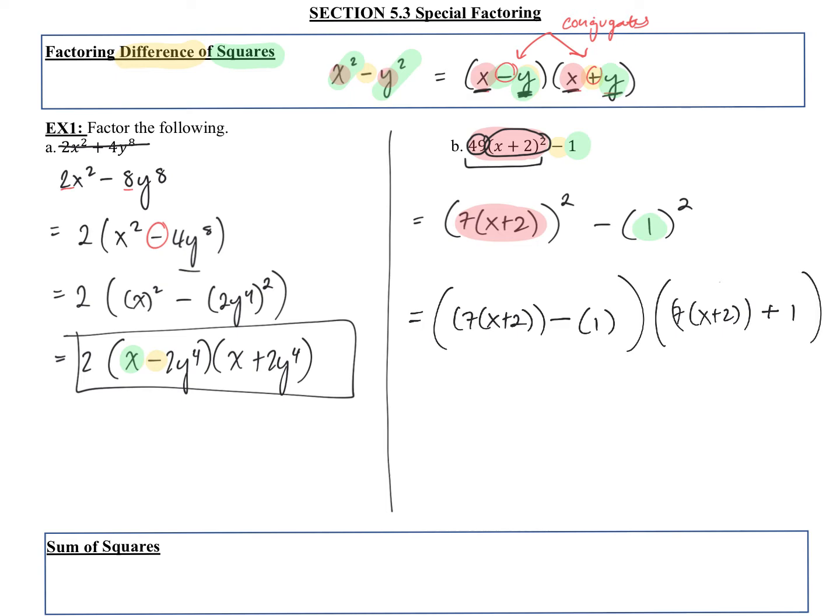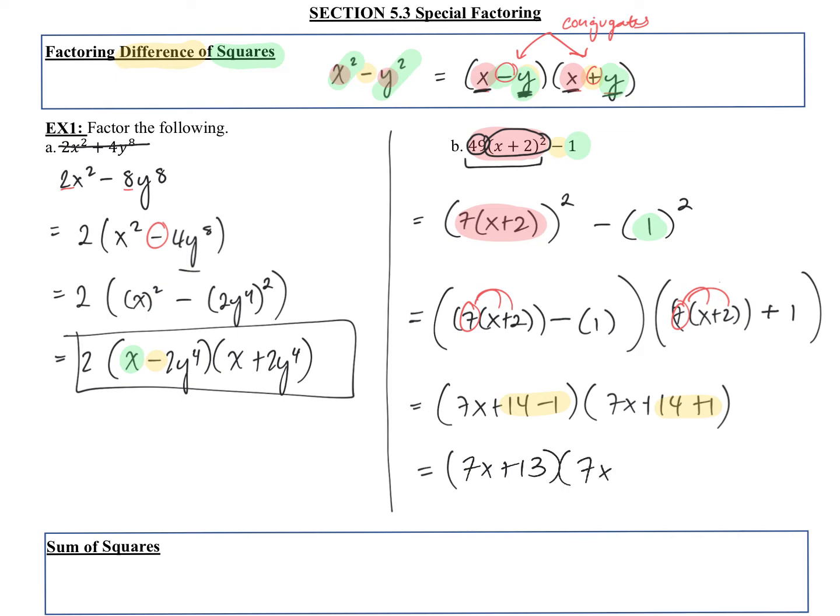But we have to simplify these two. Because we have that 7 in the parentheses, let's go ahead and distribute the 7. And we'll get 7x plus 14 minus 1 times 7x plus 14 plus 1. And then, simplifying, let's go ahead and add the like terms. And what do we have? We have 7x plus 13 and 7x plus 15. And we're done. We have our two multiplication problems perfectly factored.